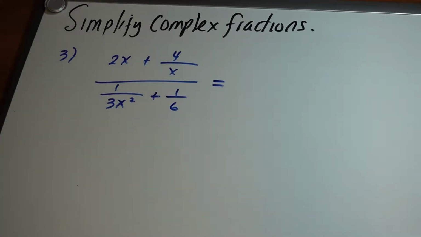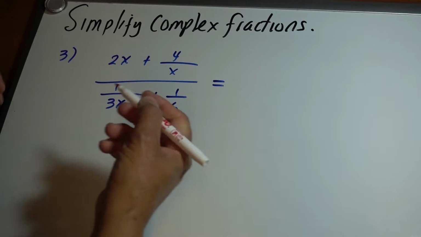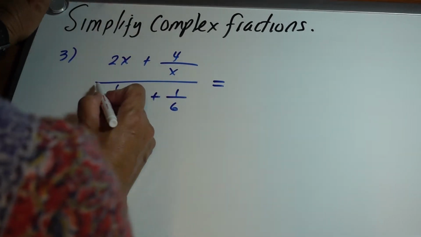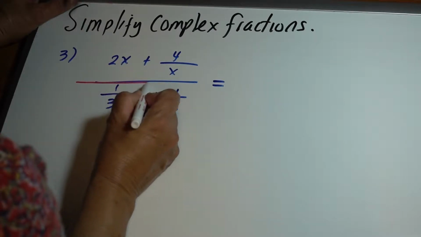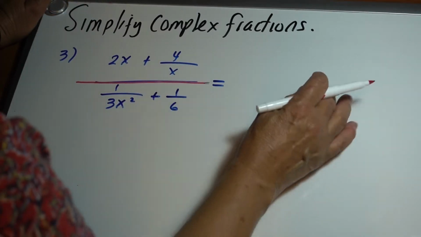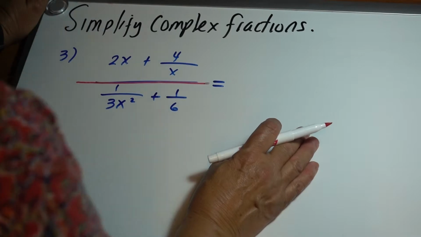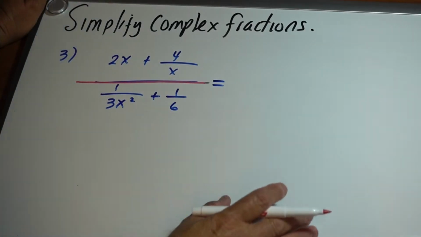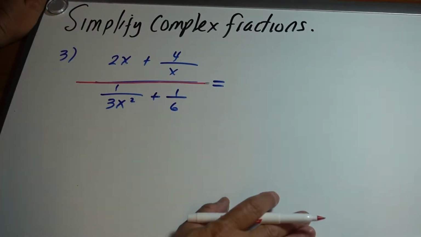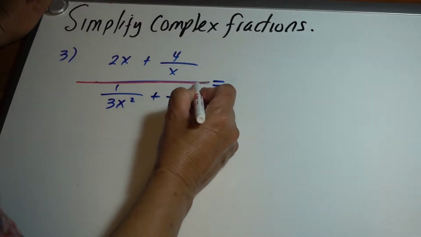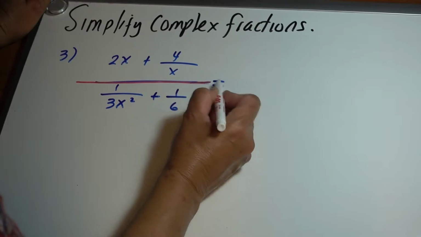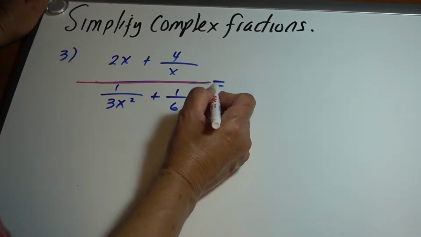A complex fraction is a fraction where the numerator and denominator contain another fraction. So the idea is to simplify, which means write this as a simplest fraction, with no more fractions in the numerator and denominator. What we're going to try to do here is identify what the main line is. This is the main line, where the equal sign is located, right there.